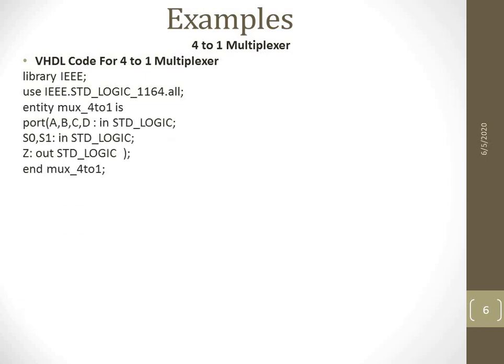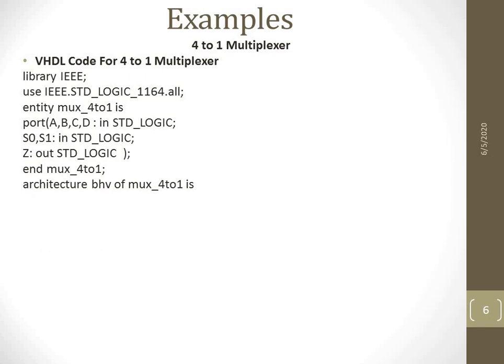Entity mux4to1 has ports A, B, C, D, which are the 4 inputs, and the data type is std_logic. And S0, S1: since it is a 4 to 1 mux, we need 2 selection lines, and the data type it takes is again std_logic. And for a mux there is a single output Z.